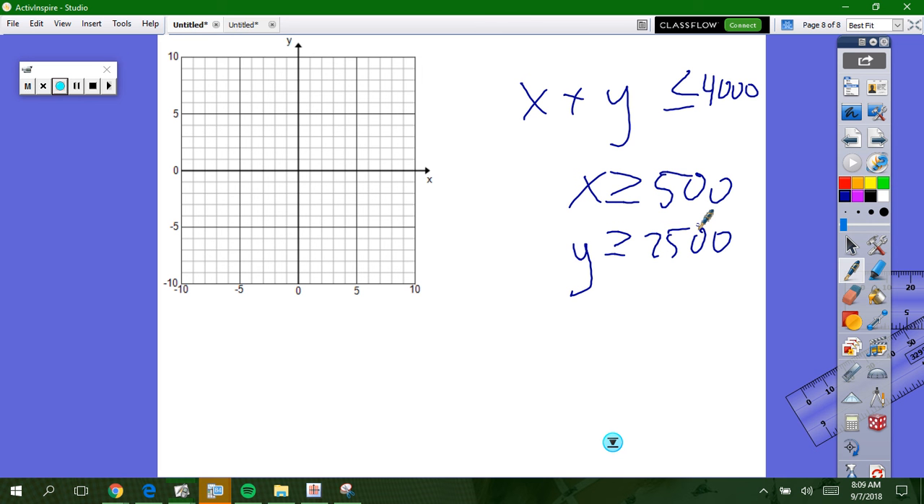What are two other things that are kind of not written in the story, but we need to know as well? We have negative money. So X has to be what? Greater than or equal to 0, correct? What else do we need to know? Y also has to be greater or equal to 0, correct? Okay.